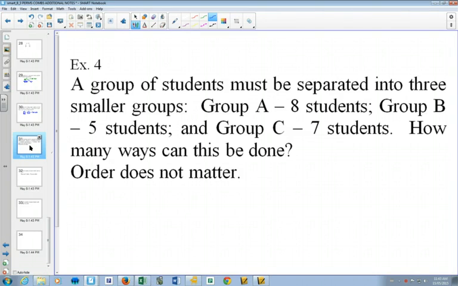So let's say you have a class of 20 students and you want to put them into 3 smaller groups, but one group has 8 students, one group has 5 students, and one group has 7 students. The order doesn't matter. So how many decisions do you have to make? 3. What do you want to make as our first decision? Group A, then Group B, then Group C.